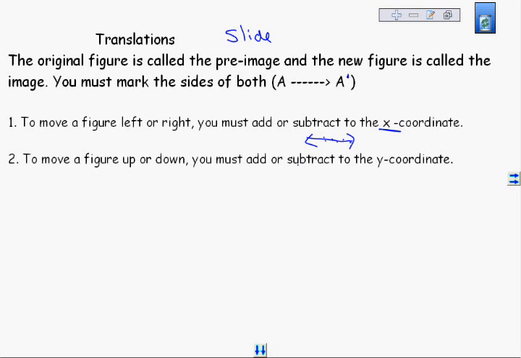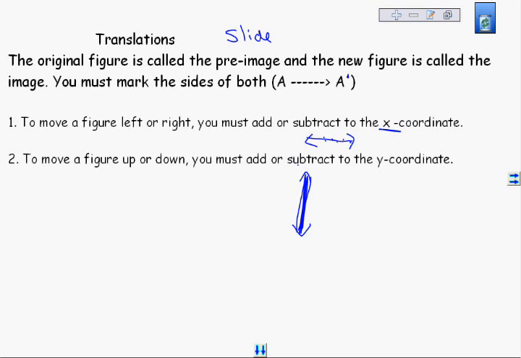To move the figure up or down, you must add or subtract to the y-coordinate. Why is that? The y-coordinates lie on the y-axis, which runs up and down. So if you shift up or down, then you're going to be adding or subtracting to the y-coordinate.